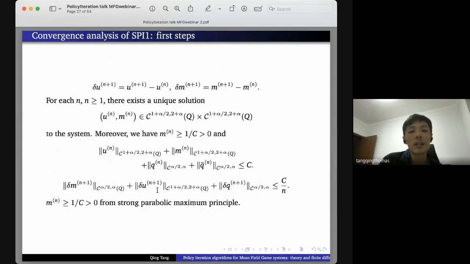Well, convergence analysis. The first steps are easy. The first step is just saying the steps are close to each other. Because I did the smoothing, of course, the smoothed iterates are close to each other. Well, we have to use some norms, but these are just technicalities. So these are the easy steps. Also, we can use PDE theory to show that all the M are bounded away from zero, strictly greater than zero, by the strong parabolic maximum principle.